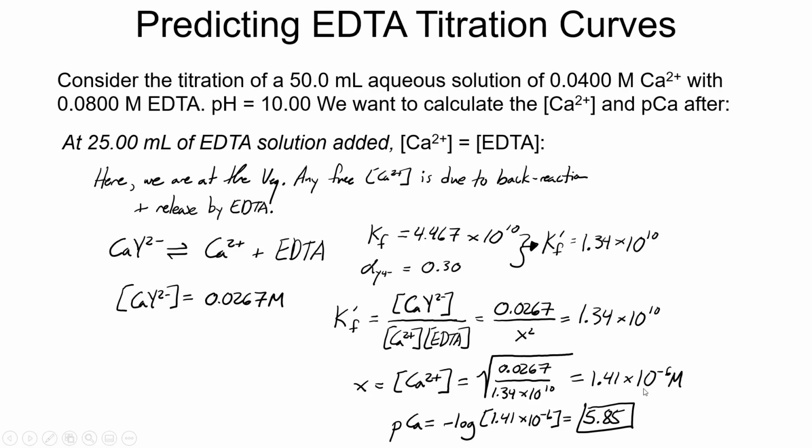Our equilibrium calcium concentration at the endpoint should be 1.41 times 10 to the -6 molar. And if we take the negative base 10 log of that concentration, we find that the pCa at the equivalence point is 5.85.